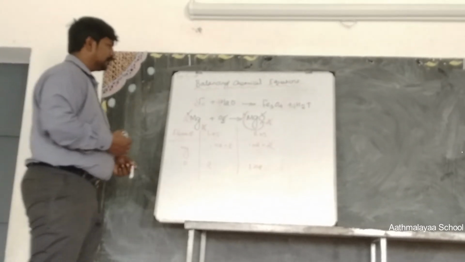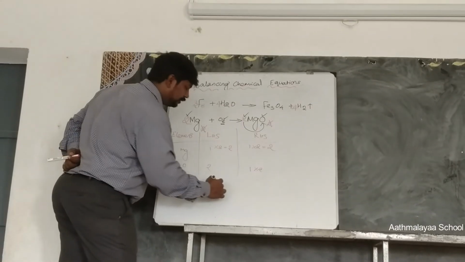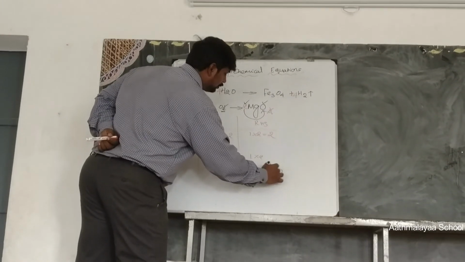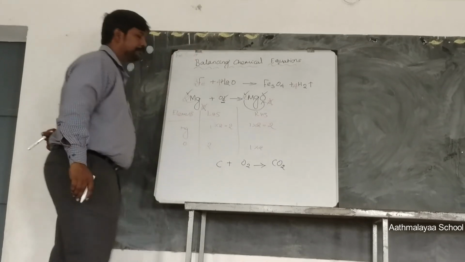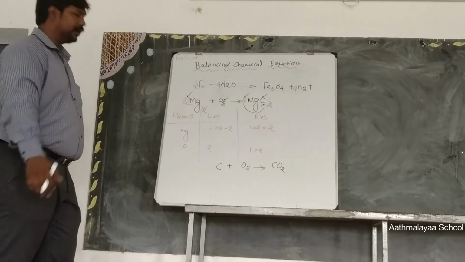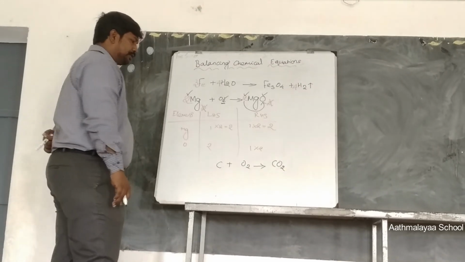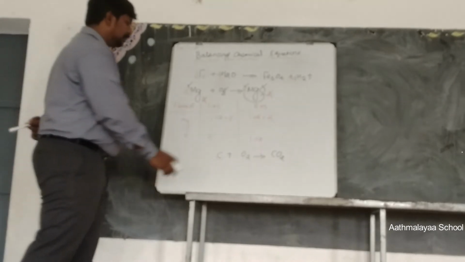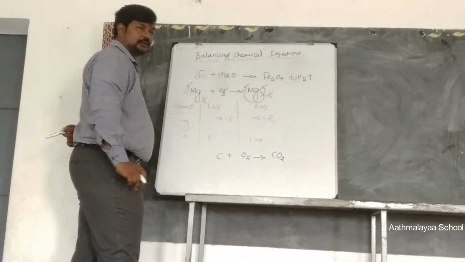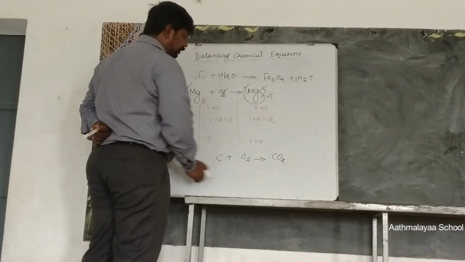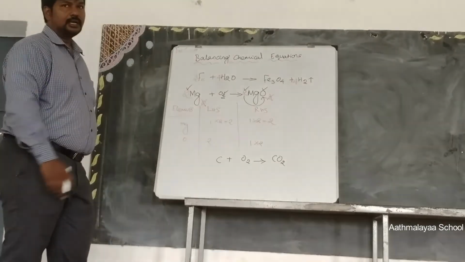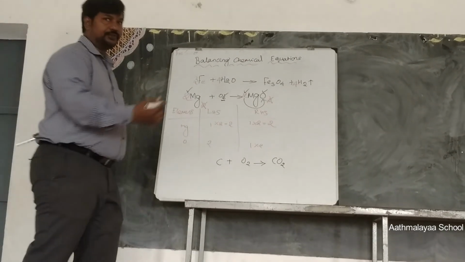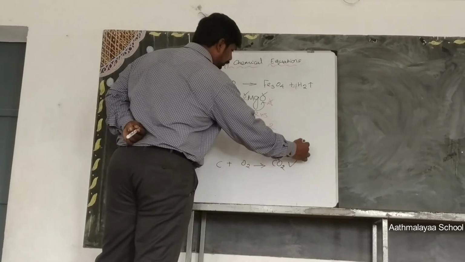Let us go for another example. Here a simple thing. C plus O2 gives CO2. First carbon monoxide will be formed and then carbon dioxide. Can you balance this equation? How can you balance? Simply like the same thing. Here 2 oxygen is there, here 2 oxygen is there. And here 1 carbon is there, and 1 carbon is there. So it is already balanced. If it is CO, we have to balance. If it is CO2, we do not have to balance. Right.